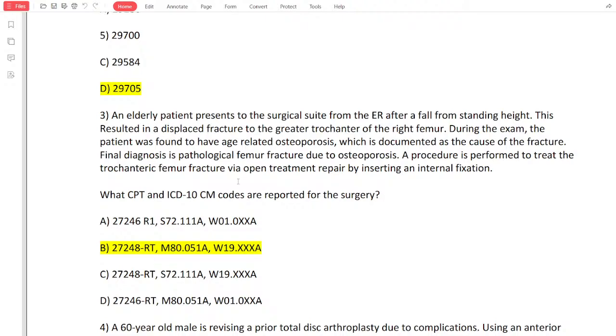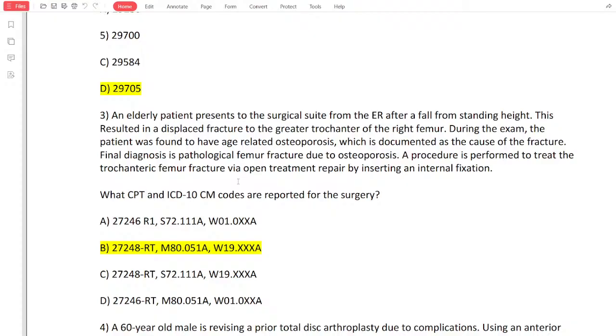Third one, an elderly patient returned to the surgical suite from the ER after a fall from standing height. It's a very big question. I'm not reading the entire question. You guys just read it. Here also, it's a mixture of CPT and ICD codes.